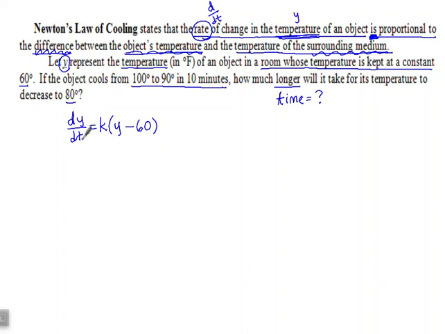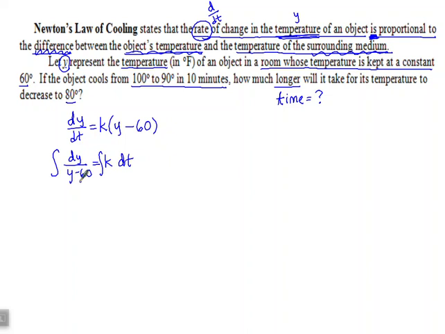So let's start by separating our variables. I have a y expression multiplied by dy. I can divide by that y expression and get dy over y minus 60. And then I can leave the constant over here so it's farther away from the y that I'll have to solve for, and multiply by dt, k times dt. Now that my variables are separated, I can integrate.